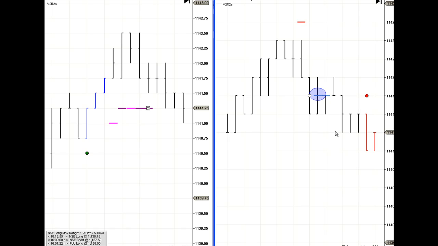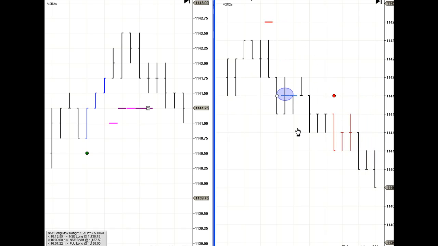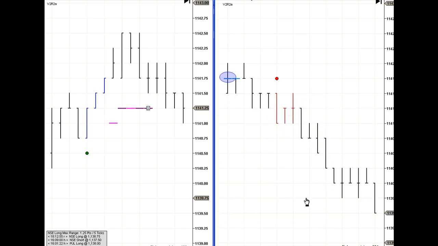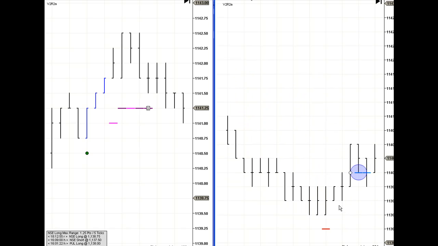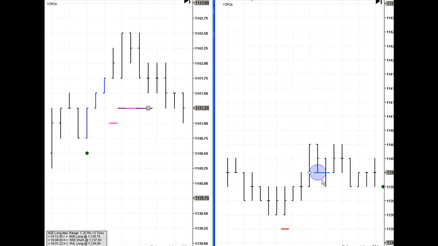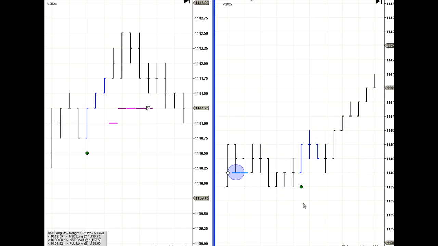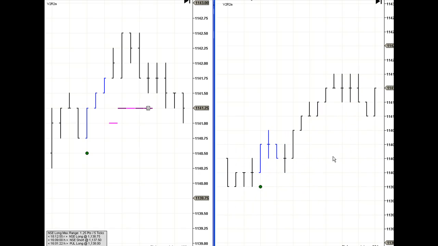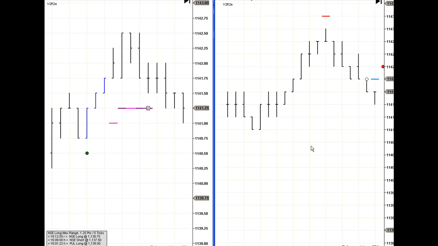Okay, here's another short EET here. There's your stop loss up there. 4 or 5 tick stop loss there. Beautiful winner there. Let's see if we can find one more here. Long EET. Another nice winner. Okay, so that is our EET setup.